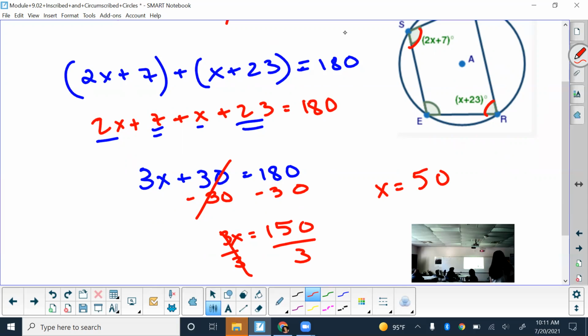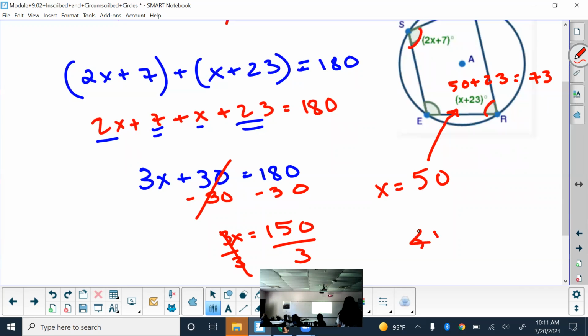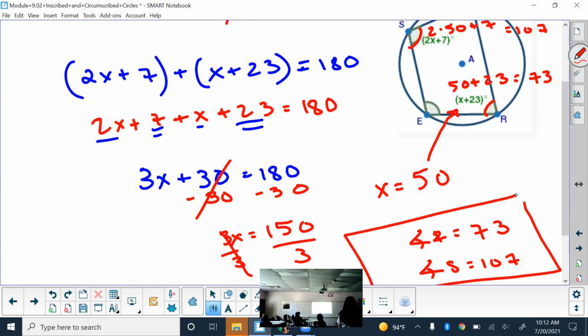Now it doesn't say just find the value of x, it says find those angle measures. So what do I have to do to find those angle measures? You're plugging in 50. My angle measure for the R would be 50 plus 23, which is 73. Good. I know it lists the angles differently, I'll just put angle R. Angle R is 73. The other one, plug 50 in. Are you adding 2 to 50 or multiplying? Multiplying, because it's right next to the x. It's 107. So angle S is 107. That answers the question it asked.